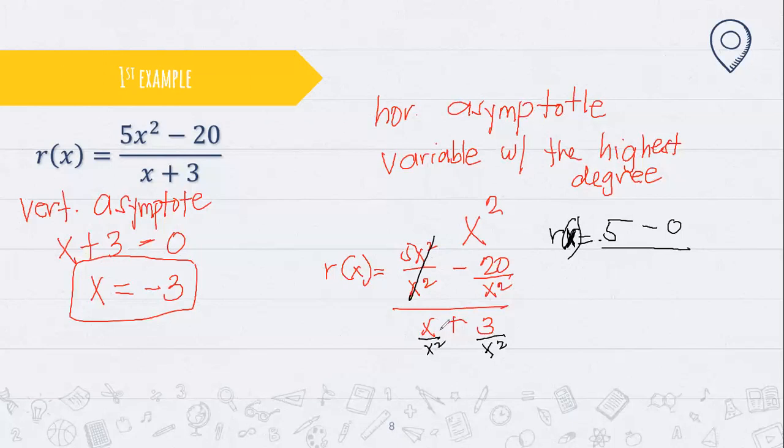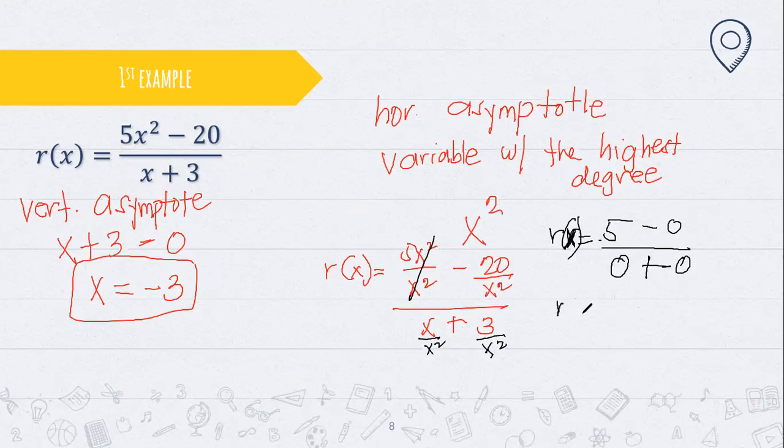Okay? Ganon din sa baba. Si x over x squared, hindi natin ma-cancel yung buong x squared, kaya 0 siya. Plus, 3 over x squared, hindi natin ma-cancel si x squared, 0 din siya. Basta pag hindi ma-cancel si variable with the highest degree, siya ay 0. Okay? Ngayon, evaluate the remaining numbers.